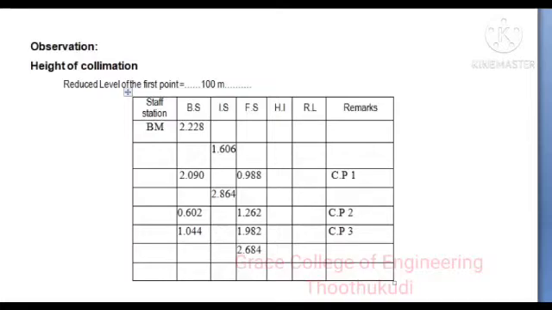Observation by height of collimation method. So the staff is first fixed at the benchmark, and the first reading is noted in the backsight as 2.228 meter. Then at this point the reduced level is considered as 100 meter. Then the other readings are noted in the intermediate sight.